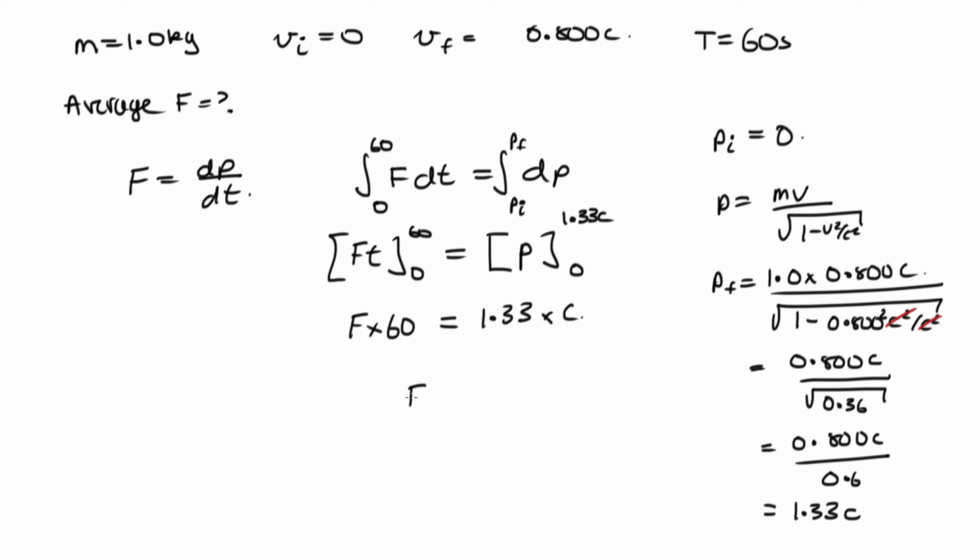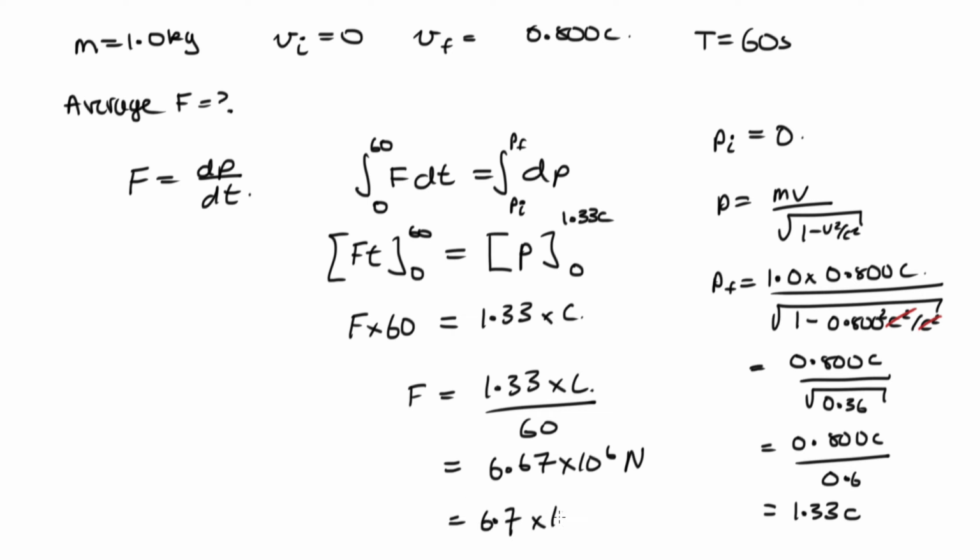And so the average force is equal to 1.33 times c over 60, which, when we solve it on the calculator, is equal to 6.67 times 10 to the 6 newtons. Now the mass was only given to 2 significant figures, so technically we should really write this as 6.7 times 10 to the 6 newtons.